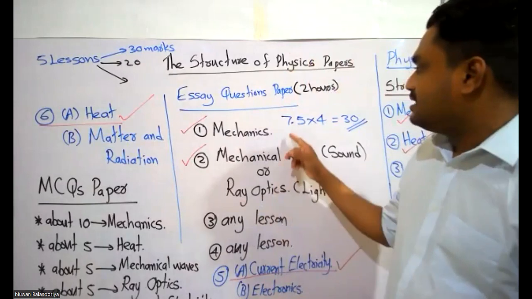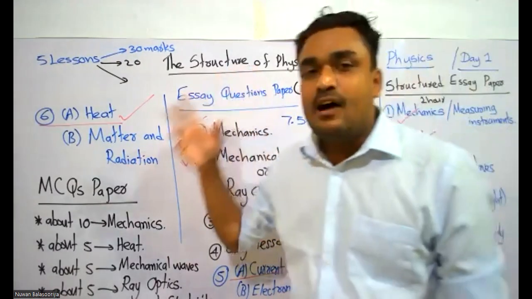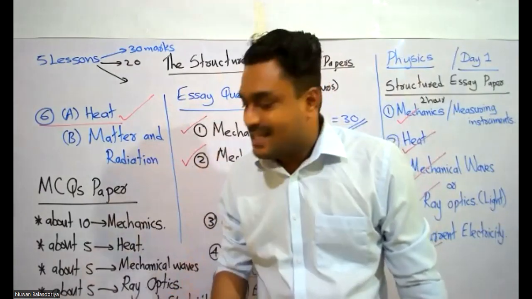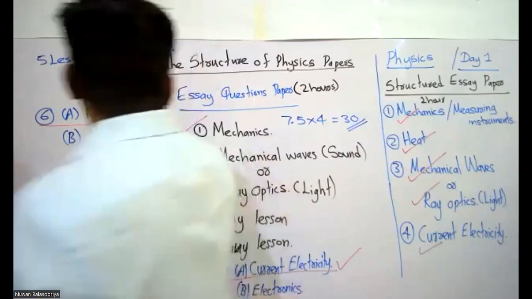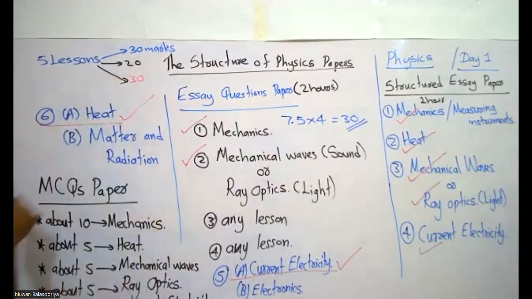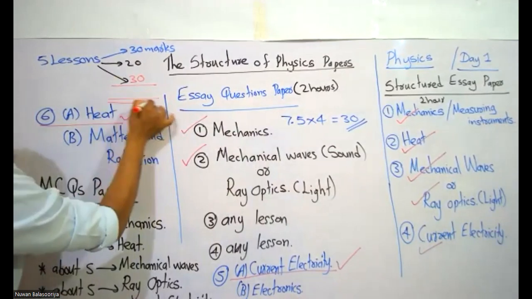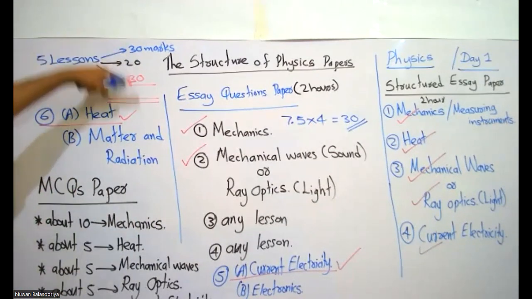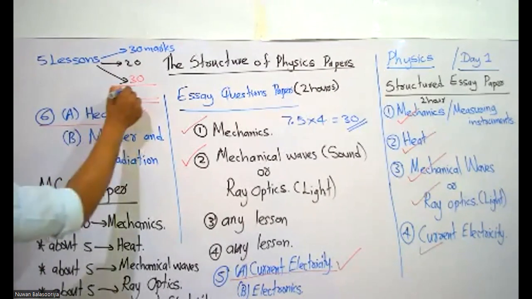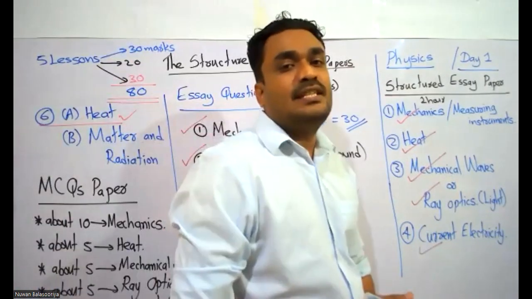4 structured essay equations mean 7.5 times 4, that is 30. So we have imagined that there is a student who has learned only these 5 lessons, and he can obtain 30 marks even from the essay equations paper. So what is the total mark that the student can earn from all the 3 papers? Just add them and tell me. 80 marks.